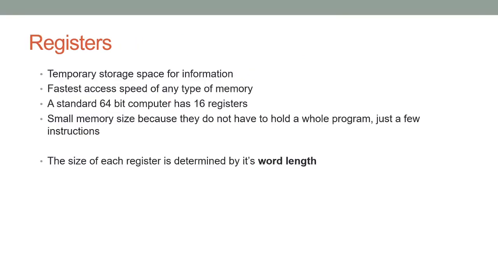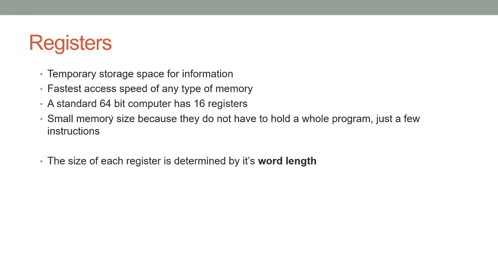Last part is the registers. It's a temporary storage space for information, for data. It's actually the fastest type of memory, and it's the fastest because it's built onto the processor itself, so it's really easy to find, and much easier than getting it from RAM or from a hard drive or anything like that. It's literally built onto it.